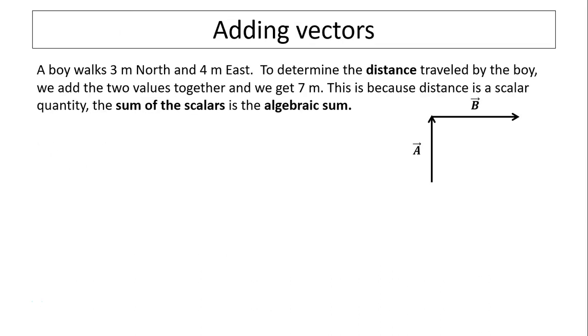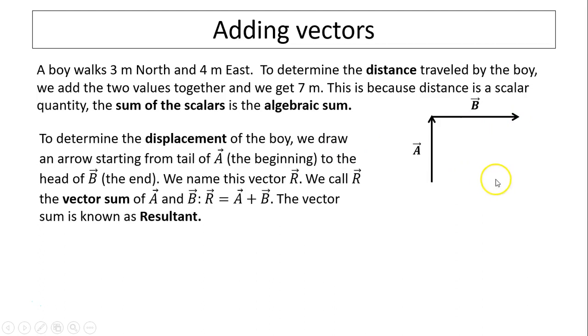Adding vectors. A boy walks 3 meters north and 4 meters east. To determine the distance traveled by the boy, we add two values together and we get 7 meters. This is because the distance is a scalar quantity. The sum of scalar quantities is the algebraic sum. So here's vector A, which represents 3 meters north, and vector B, which represents 4 meters east. The distance is 7 meters.